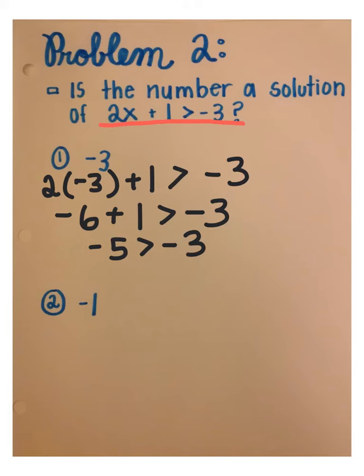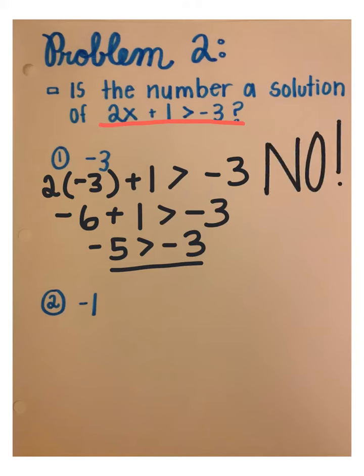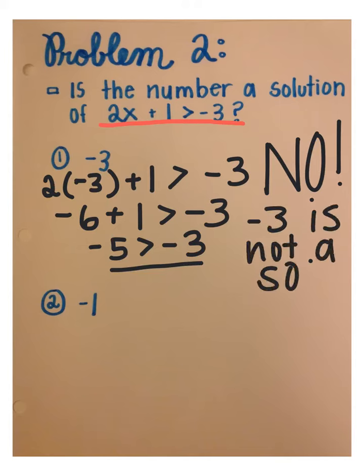So what I want to do is see if this part is true. Is -5 greater than -3? No, it is not. Therefore, -3 is not a solution. Okay, we want our inequality to be true if it is a solution.